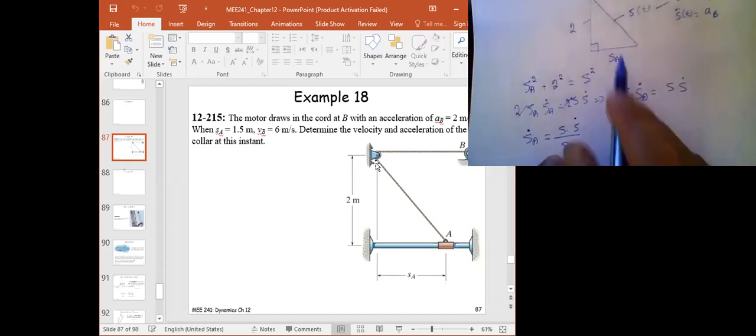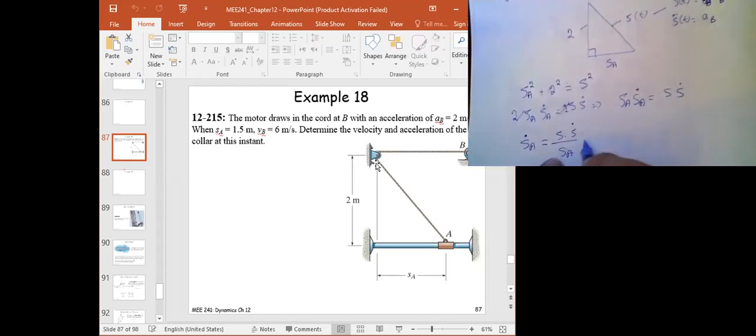So what is S in my case? 2.5. S is going to be equal to the square root of SA squared plus 2 squared, so 1.5 squared plus 2 squared. What is S prime? 6. You should all understand why S prime is equal to 6: it equals the velocity at B. How about SA? 1.5. And that's basically it. We just found the velocity at A.